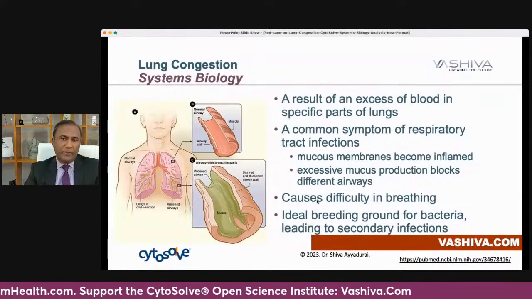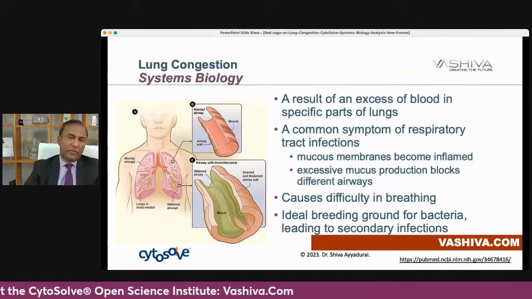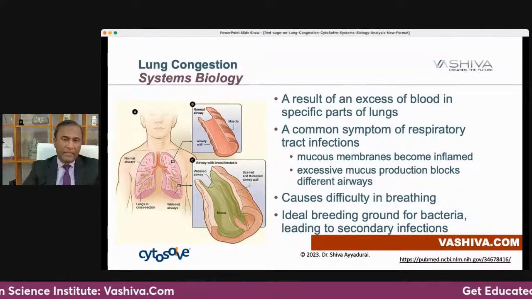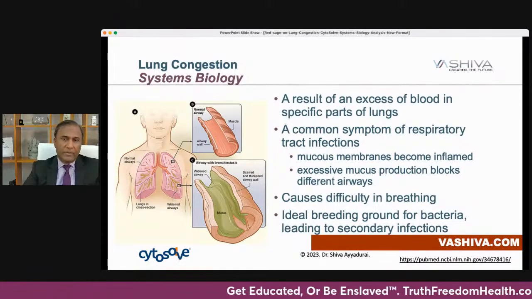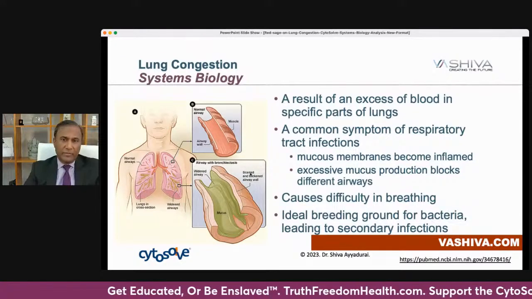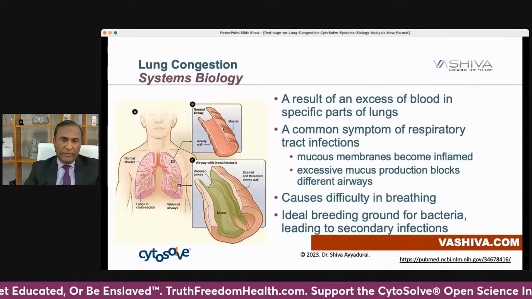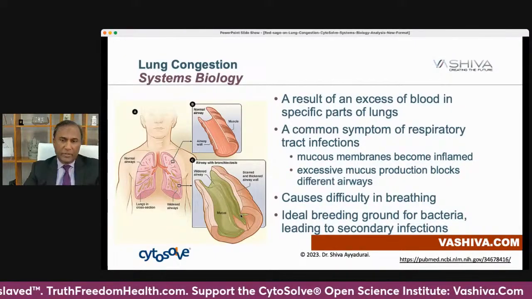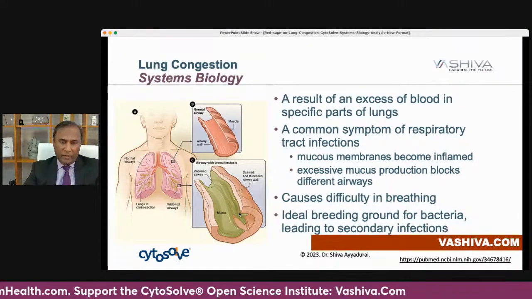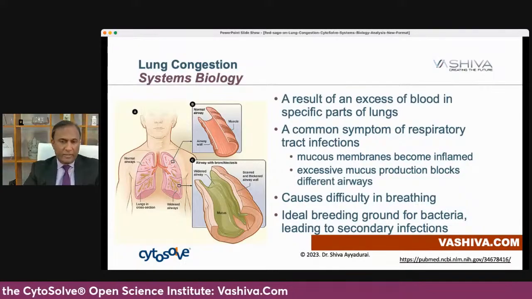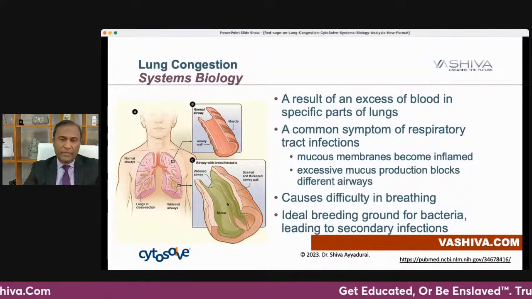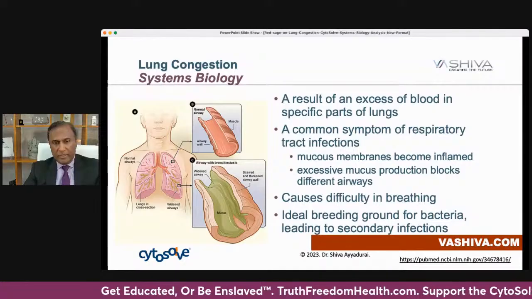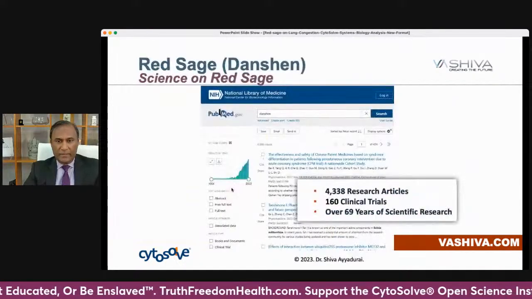Now, getting a little bit deeper into this, the reason this happens is a result of an excess of blood in specific parts of the lungs. A common symptom of respiratory tract infections when you have lung congestion is that the mucous membranes become inflamed from here to here. There's excessive mucus production that blocks the airways. That's why you feel awful when you have lung congestion. It causes difficulty breathing. And unfortunately, not only is the lung congestion bad with the mucus, but this also becomes a breeding ground for bacteria, leading to secondary infections. So you get the mucus, and then you open yourself up to secondary infections.